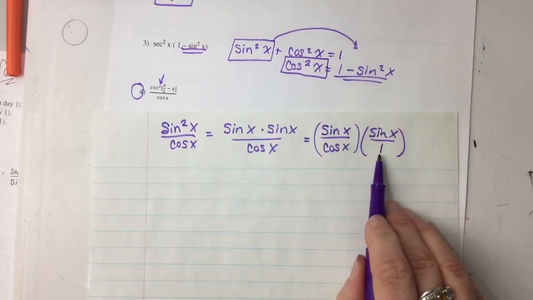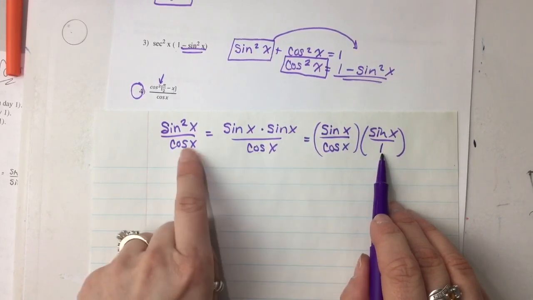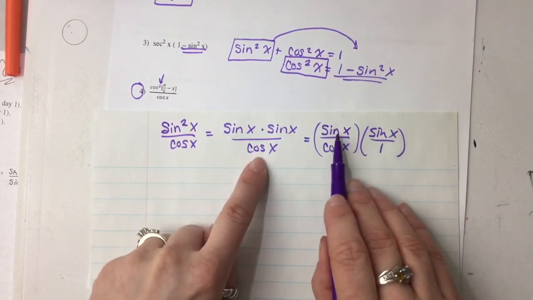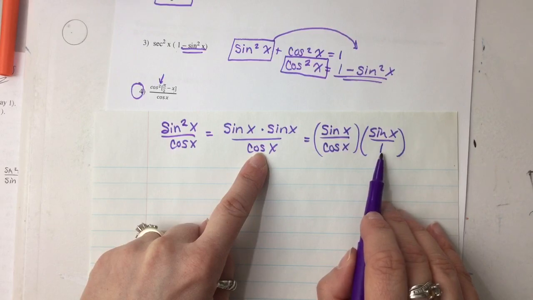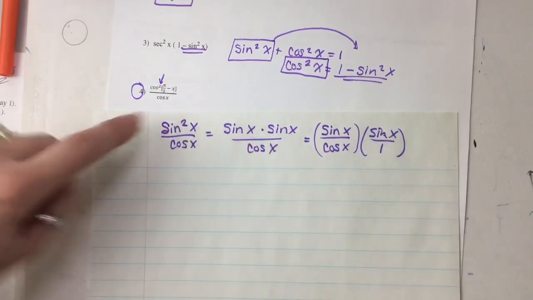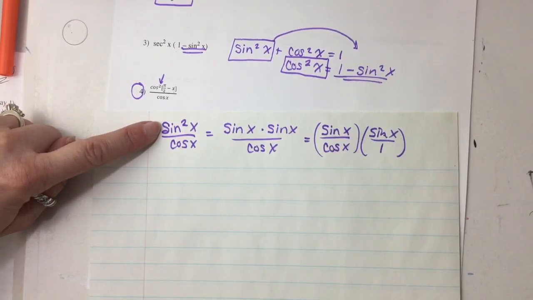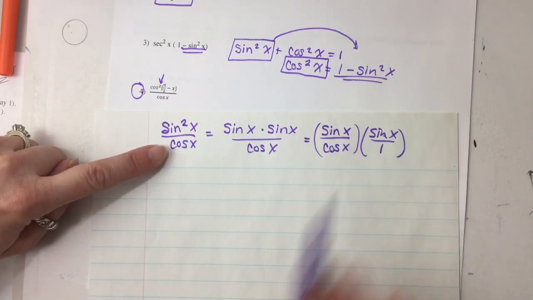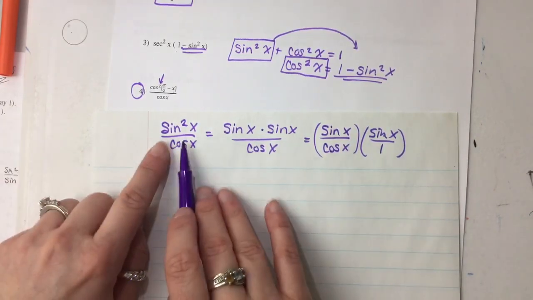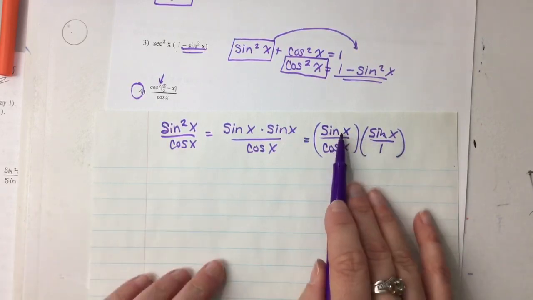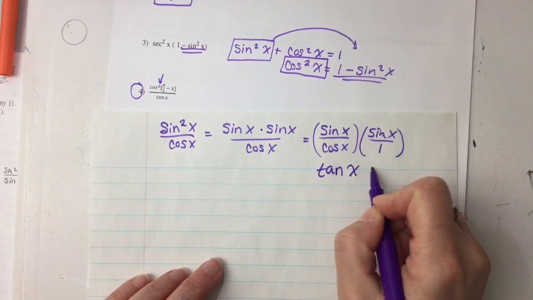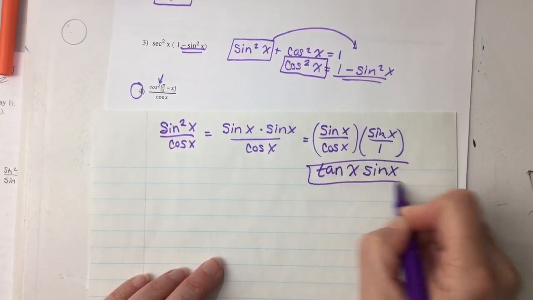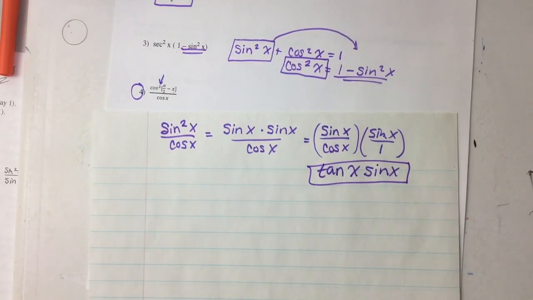The reason I can't put another cosine here is because I just have one of them. I don't have 2. I have 2 sines. So I have the sine of x over a cosine of x and sine of x over 1, because sine of x times sine of x is equivalent to sine squared of x. Cosine of x times 1 is a cosine. So I was able to break this down. Sine over cosine is tangent of x times the sine of x. That's as far as you can actually go.